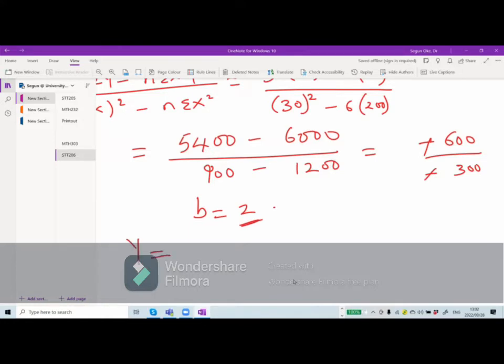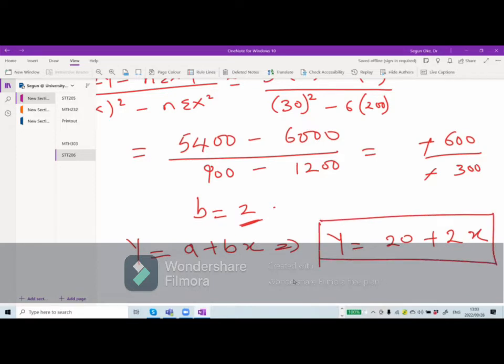Now, Y is equal to A plus BX. Would that be Y equals to what? Check your note. A is what? A is 20, plus B, which is 2. So Y equals 20 plus 2X. This is what you have.